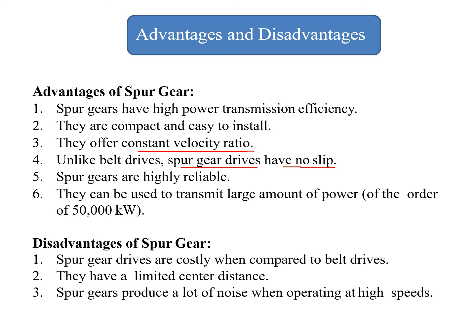And talking about the disadvantages of spur gear: spur gear drives are costly when compared to belt drives, because gear manufacturing cost increases the cost of drives. They have limited center distance, whereas using belt drives we can transmit power over a longer distance.